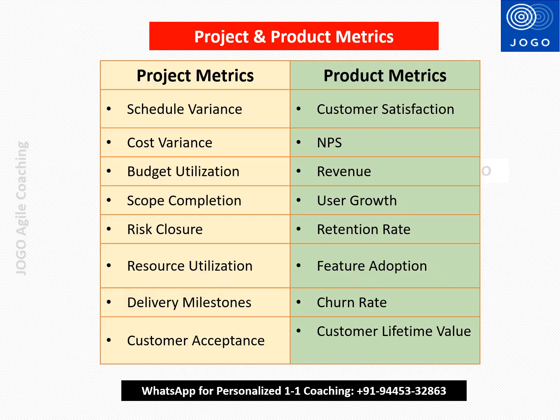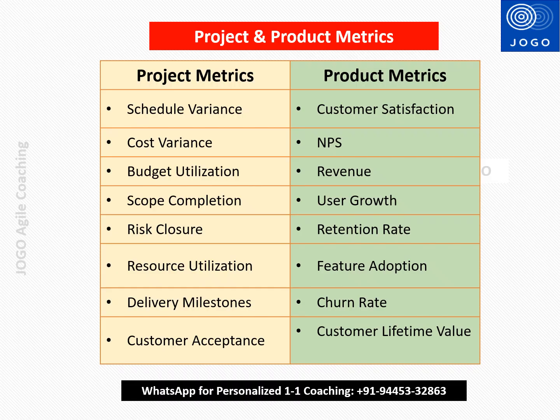On the right side, you can see the metrics related to product. Customer satisfaction, this will be the score out of 5. We will get the customer satisfaction score, then net promoter score, revenue generated from the product, number of users growth in the product, retention rate of the customers, feature adoption, how many features are adopted by the customers, churn rate, how many people are leaving the product or how many people we are retaining, customer lifetime value, how many customers are staying in the product or using the product for how long. So these are all the metrics we will be capturing in terms of product.